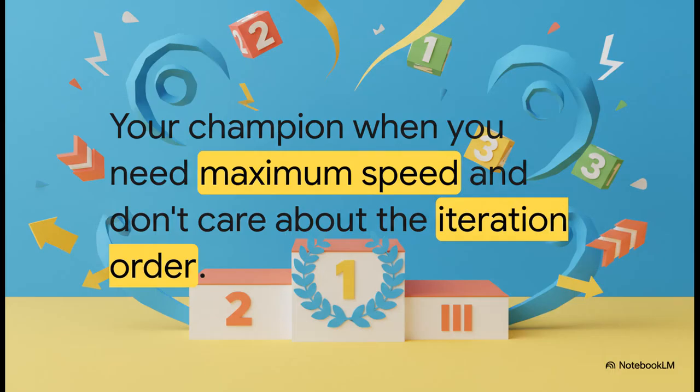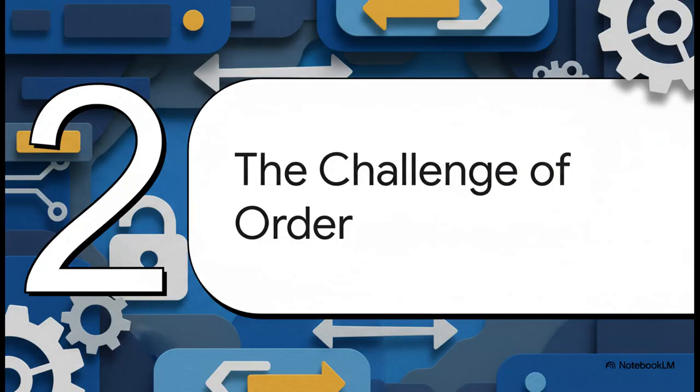So here's the bottom line. If all you need to do is shove data in and pull it out as fast as humanly possible, and you could not care less about the order, HashMap is your champion. It's the undisputed king for general-purpose, high-speed lookups. Period. But what happens when order does matter? And let's be honest, it often does. This brings us to the first real challenge in our gauntlet. HashMap, for all its speed, is out of the running. So who's going to step up?